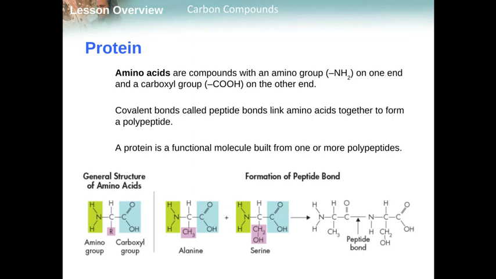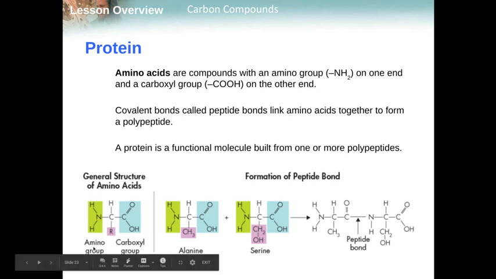So these amino acids are compounds with an amino group, represented by NH2, on one end and a carboxyl group, a carbon, 2 oxygens, and a hydrogen, on the other end. So let's take a look down here at the general structure of amino acids. We have this amino group on one side, the carboxyl group on the other, and this lavender R right here. The R is going to be the functional group.